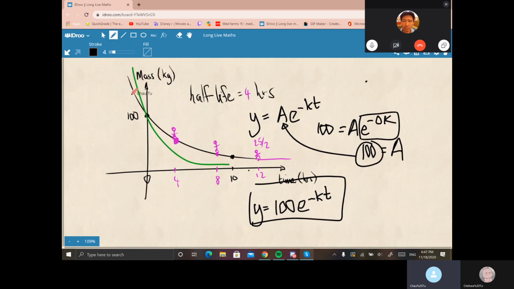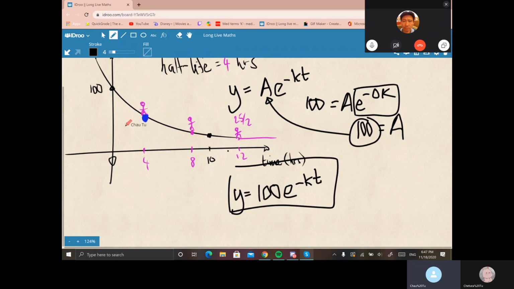Or it could look like this, Chelsea. It passes through 100. All good, but it doesn't match up with our half-life. Can you see our half-life is right there, at 4. Yeah. See, Chelsea? So you have to put the 4 into the t, and then force the graph to be at 50. Then you can work out the k.